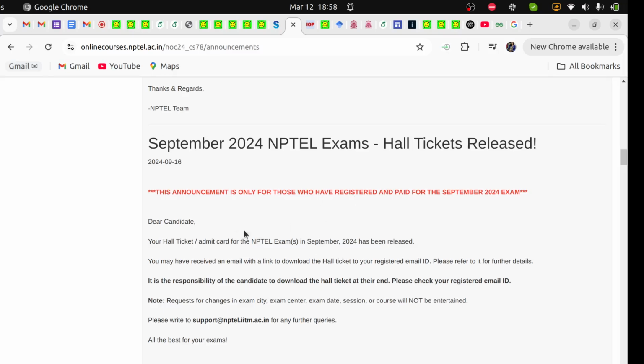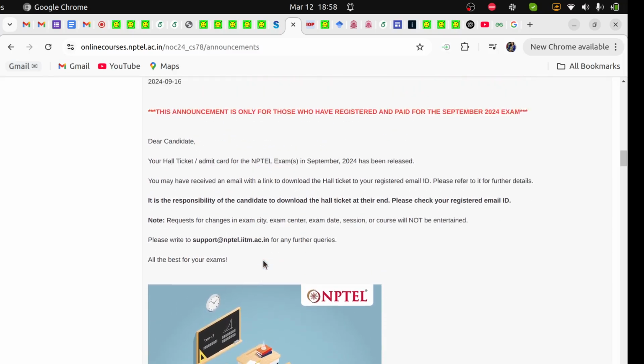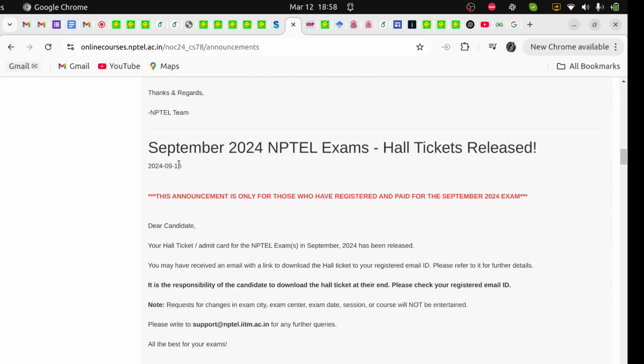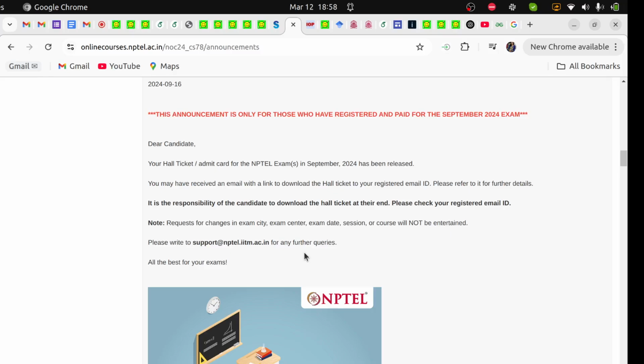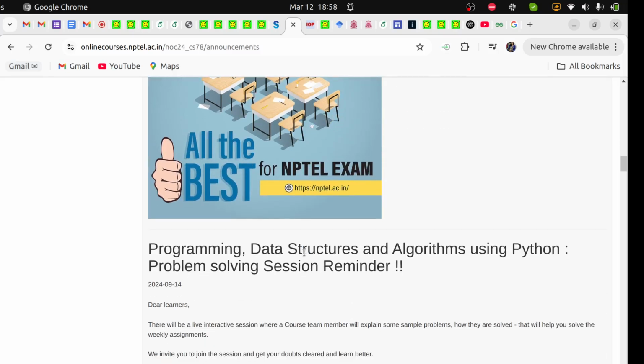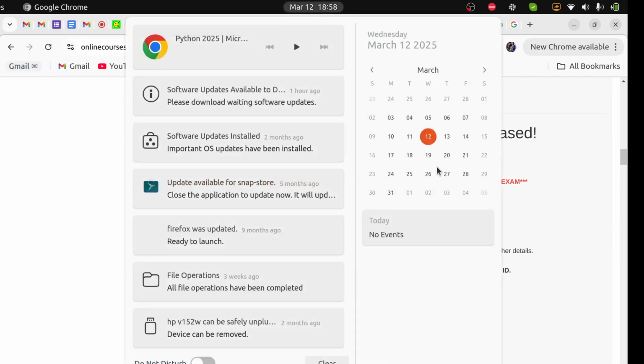If the September exam was there, then the hall ticket came on 16th September. So it will come within two days. When is the exam? 22nd. So if the 22nd is the exam, then obviously you can get the hall ticket by 18 or 19 at most, or let's say 17 is also fine. Within this week you can get it, but obviously not right now. Today is 12, so you can't get it right now. From 17 you can have the hall ticket.